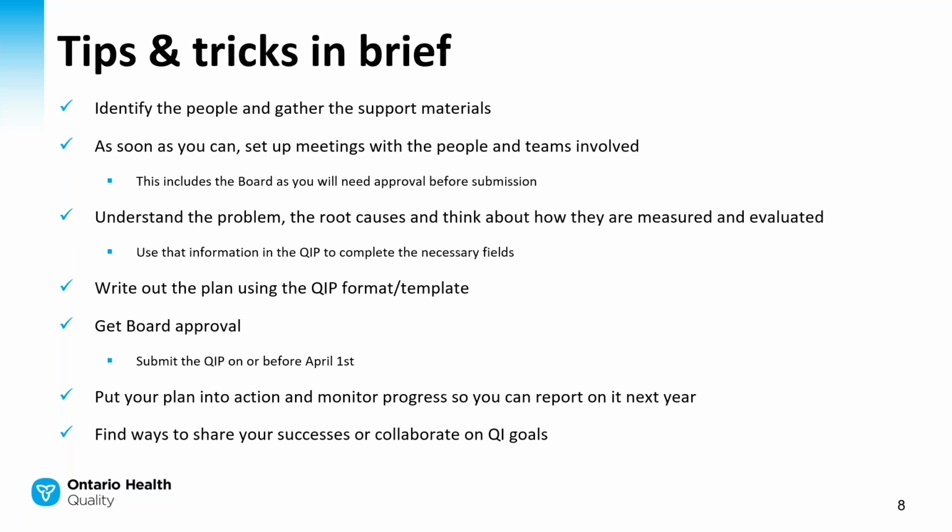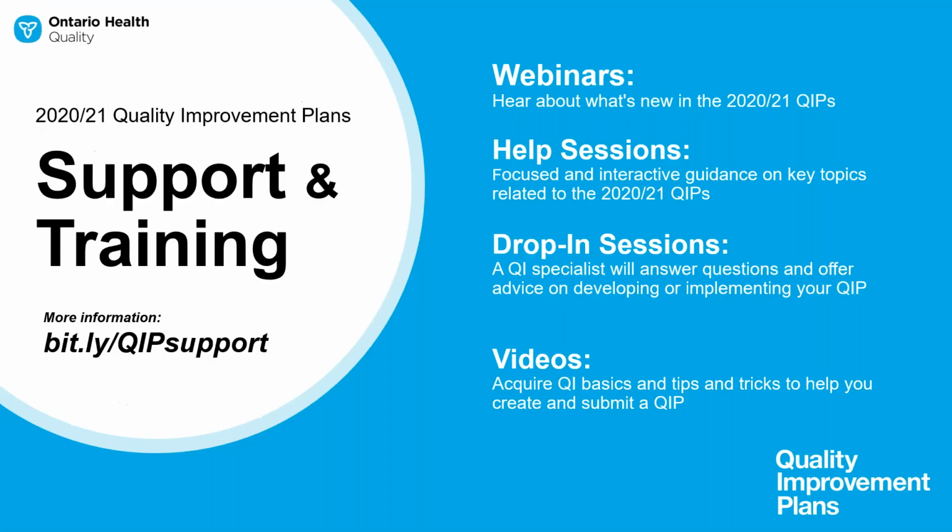Write out the plan using the QIP format or template. Get board approval. Submit the QIP on or before April 1st. Put your plan into action and monitor progress so that you can report on it next year. And lastly, find ways to share your successes or collaborate on QI goals.